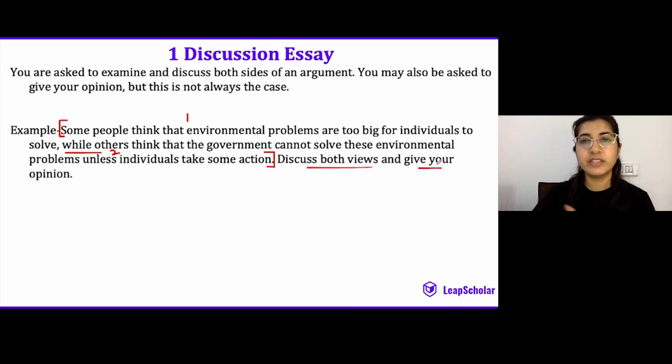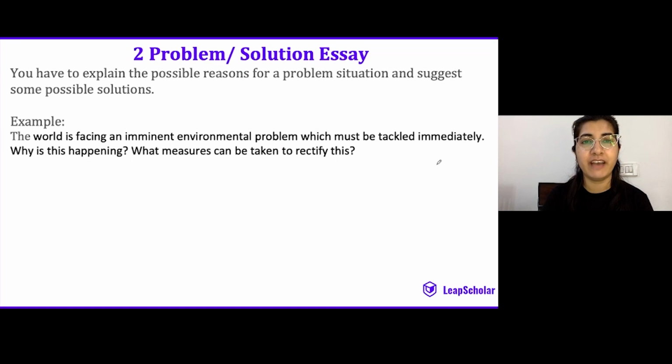Now, moving forward to the second type of essay question which we have, the problem solution essay. Here what happens is a problematic situation is given to you. You need to find out why it is happening, what are the causes of this problem, what are the reasons, what are the elements, what are the factors leading to this problem, and also suggest some possible solutions, measures, suggestions. So synonyms, can you spot what's happening? They can use synonyms to modify the question.